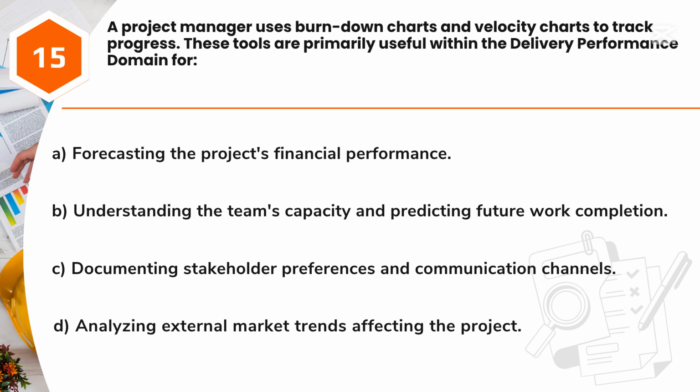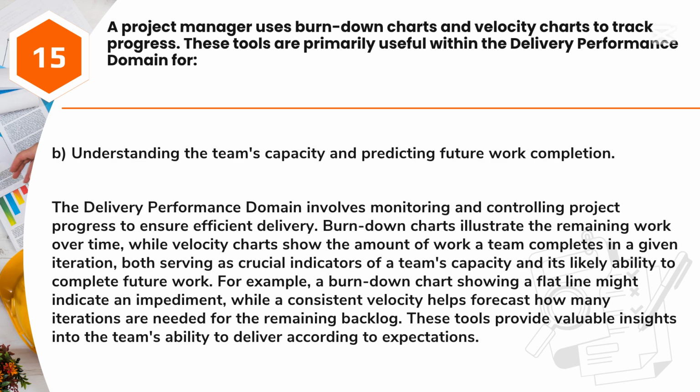Answer: B. Understanding the team's capacity and predicting future work completion. The delivery performance domain involves monitoring and controlling project progress to ensure efficient delivery. Burn-down charts illustrate the remaining work over time, while velocity charts show the amount of work a team completes in a given iteration, both serving as crucial indicators of a team's capacity and its likely ability to complete future work.